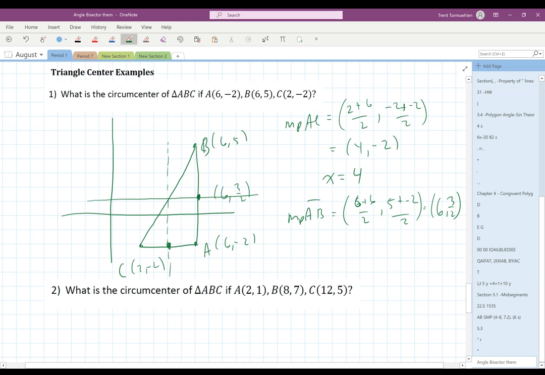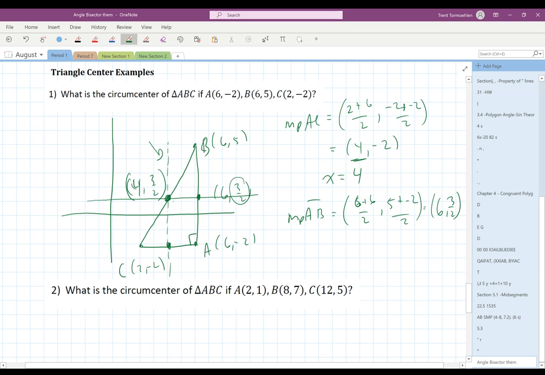And so we just take y equals 3/2 and we draw it in. It looks like this. And so we want to find where those two perpendicular bisectors intersect each other. In this case, it's really easy because they're horizontal and vertical. This line has x coordinate 4, and this line has y coordinate 3/2. And so it's just going to be (4, 3/2), which is the circumcenter of this triangle.